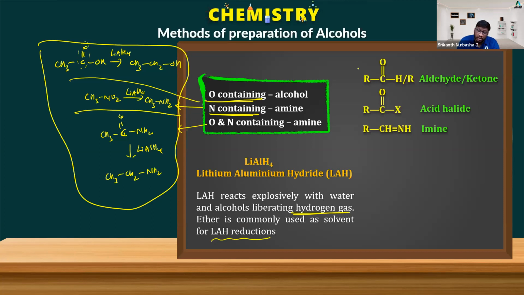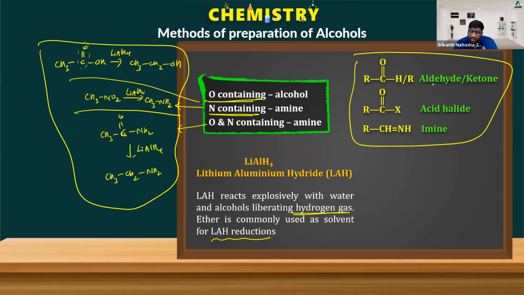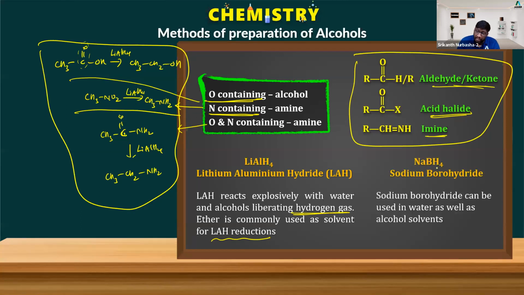Whereas NaBH4, only 4 functional groups you can reduce. RC double bond O H R, that means aldehydes or ketones. RC double bond O X, acid halides. RCH double bond NH, imines. So sodium borohydride can reduce only 4 functional groups, and it can be used in water as well as in alcohol solvents. So LiAlH4 in water you cannot use, but NaBH4 in water can reduce these functional groups. LiAlH4 in alcohol no, NaBH4 in alcohol yes, and the solvent for LiAlH4 can be ether.